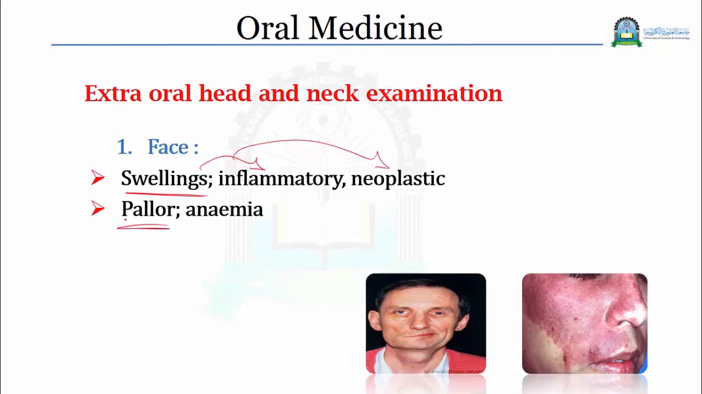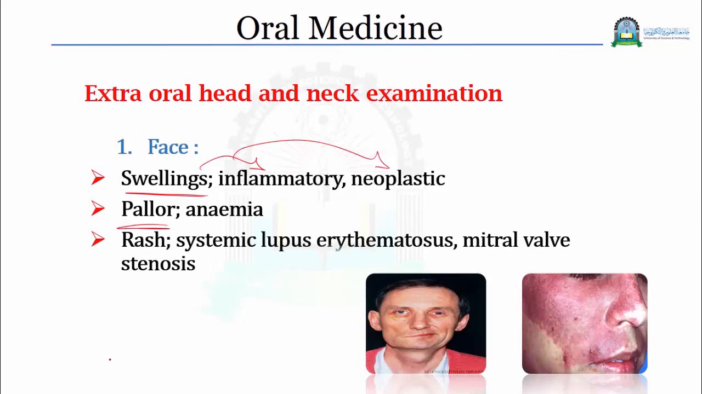If there is pallor in the patient's face, it might indicate an anemic patient. If there is a rash, as we see in this picture, this is a butterfly rash. Maybe there is systemic lupus erythematosus or mitral valve stenosis.